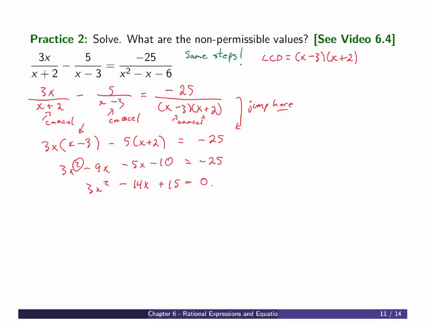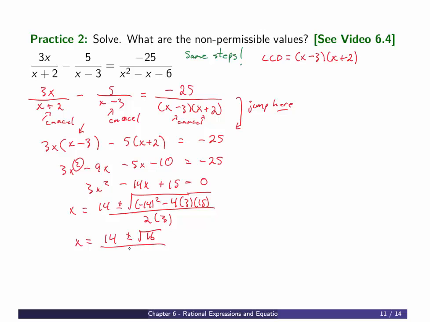We could factor this, or we could plug into the quadratic formula. Let's just do that. Let's not think. We get 14 plus or minus the square root of b squared, which is negative 14 squared, minus 4 times 3 times 15, all over 2 times 3. So let's just compute that discriminant really quickly here. We're going to have negative 14 squared, 196, minus 4 times 3 times 15. Yeah, 16. Oh, look at that.